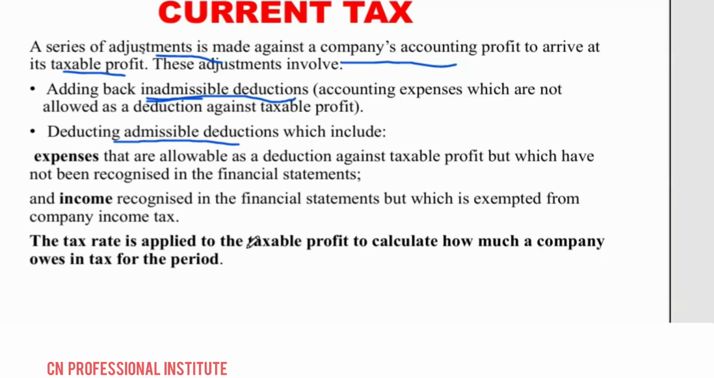The tax rate is applied to the taxable profit, right, to calculate how much a company owes in tax for the period. So we said when you are done with all your add back and then less, the taxable profit that you get, apply the tax rate on it, and that will be your current tax. Let me show you something small, right?